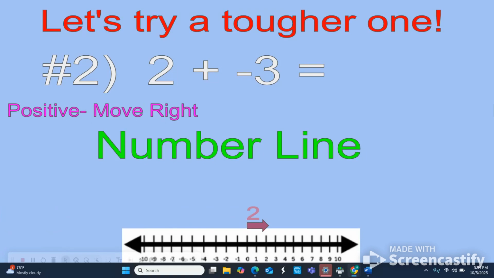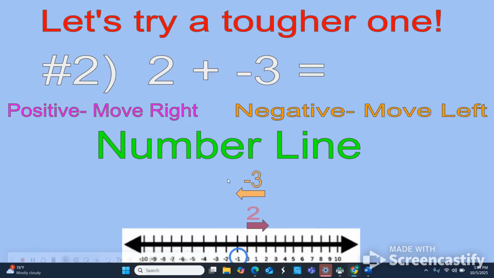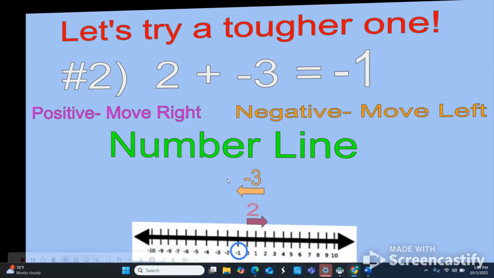But now we're adding a negative 3. And a negative tells us to move to the left. So if I go right 2, from that place, I'm going to turn around and go back 3. Okay, because that's what the negative sign tells me to do. Go left 3. And where I end up is my final answer. So if I start at 0 and go right 2, then I turn around and go left 3, I'm at negative 1. That's why 2 plus negative 3 is equal to negative 1. Okay, does that make sense?